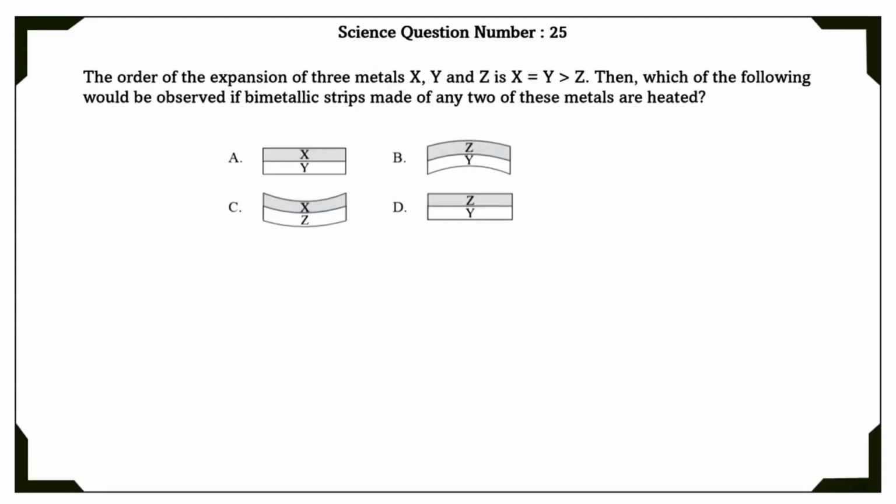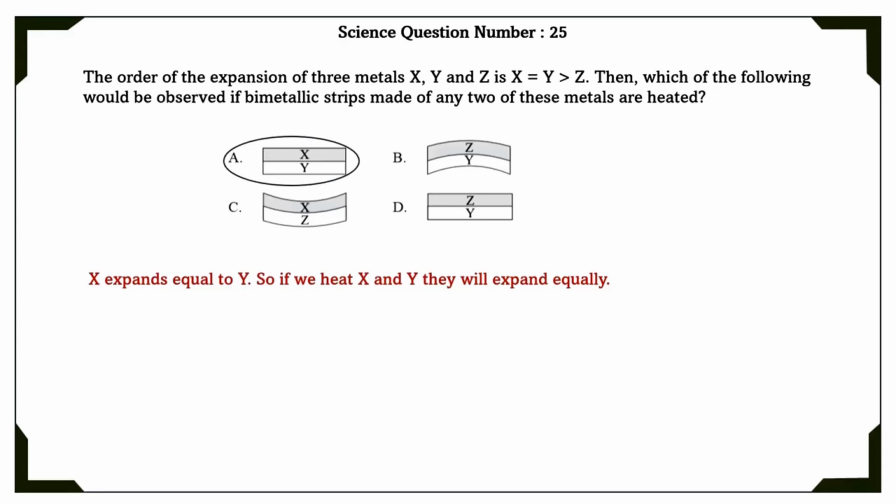Science question number 25. The order of expansion of 3 metals X, Y and Z is X is equal to Y is greater than Z. Then which of the following will be observed if bimetallic strips made of 2 of these metals were heated? X expands equally to Y. So if we heat X and Y, they will expand equally. So the correct option is the A option.